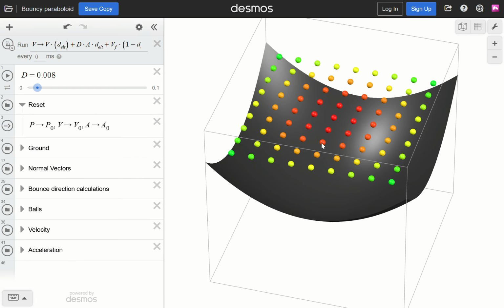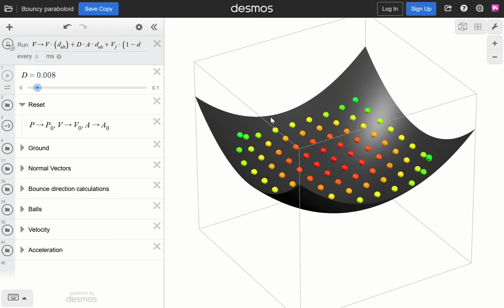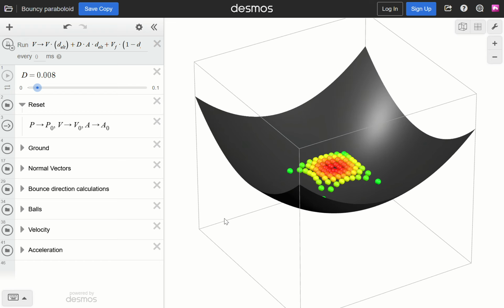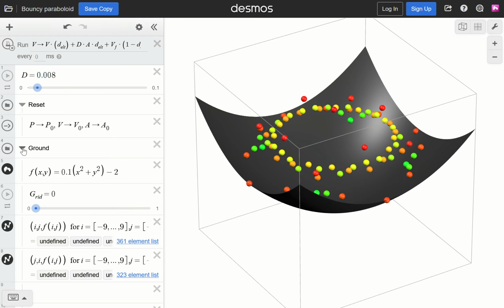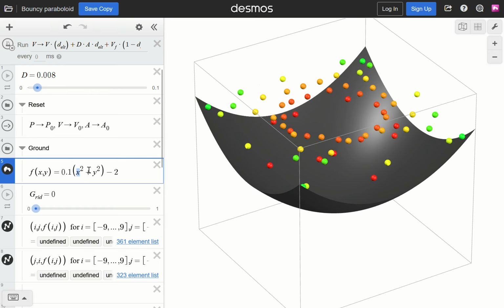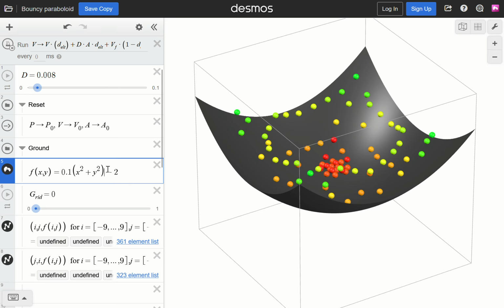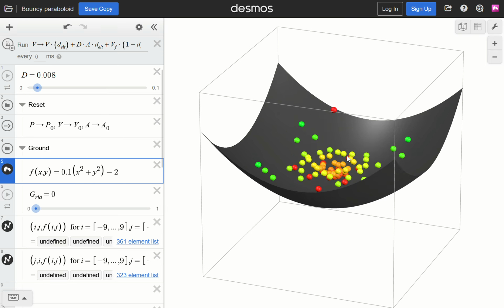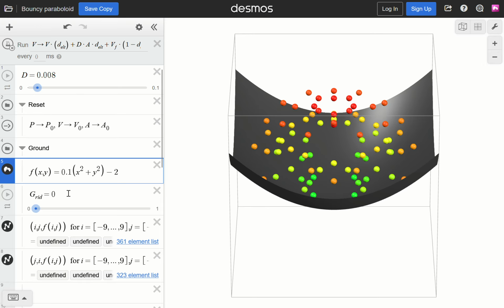As I walk through the explanation, I will just let the simulation run on in the background. Now I've got it working with gravity. So the balls are going to bounce around off the surface and move as if they were just falling balls, falling due to gravity. The surface itself is a paraboloid, so this is the equation of it: x squared plus y squared, dilated by a factor of 0.1 and shifted down by 2 units. The only reason I've done this is because it better fits within the Desmos homing setting.